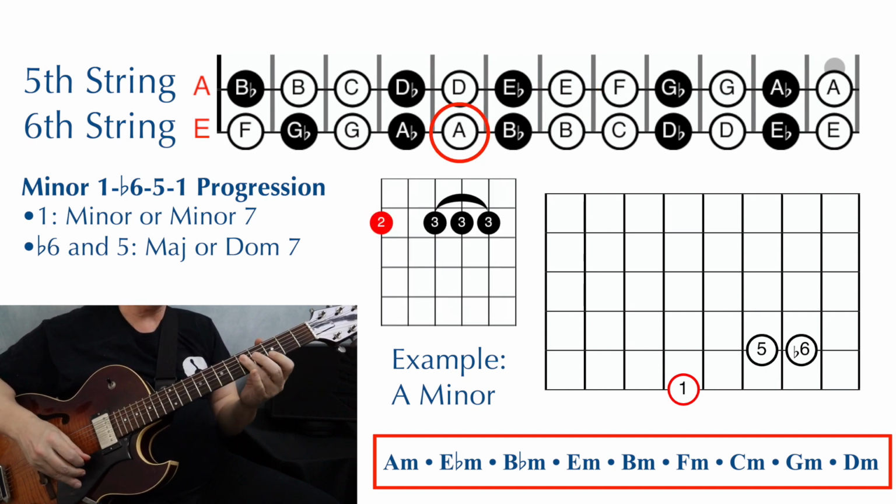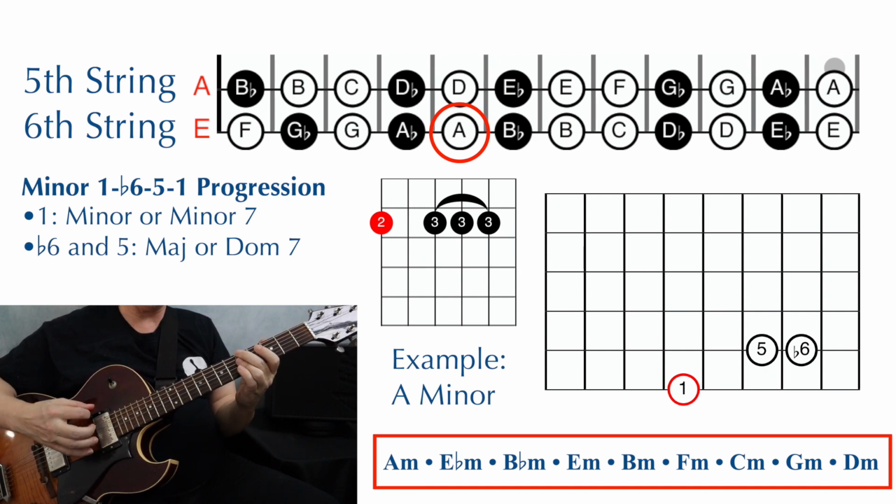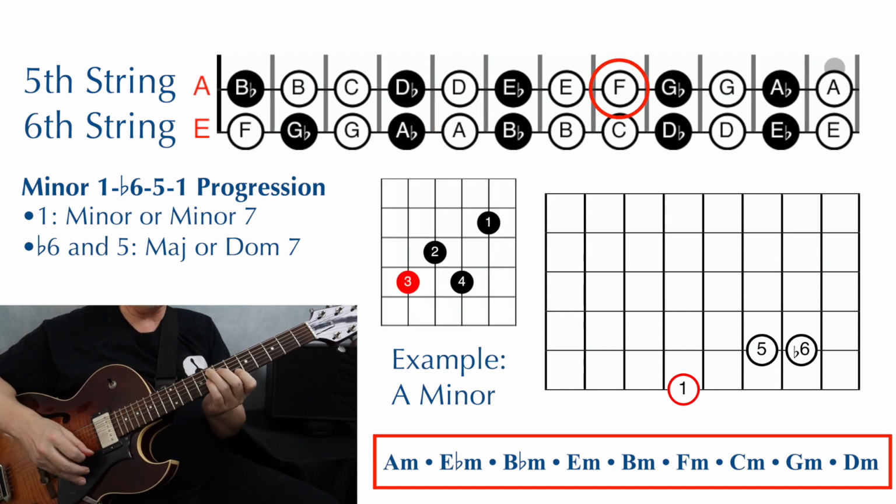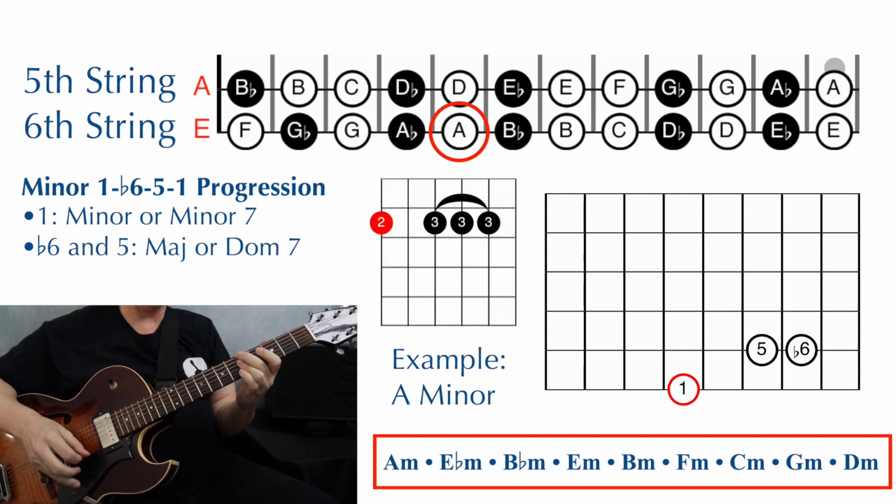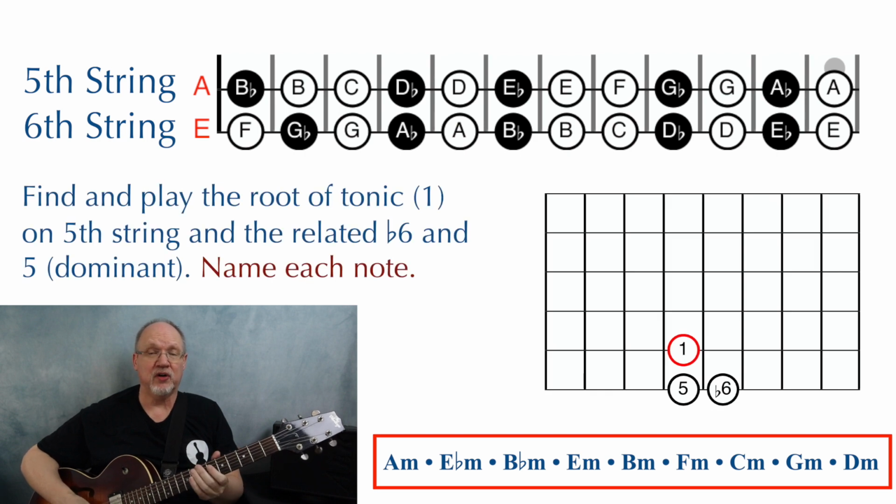And then back to our 1 chord. So in this case, that's A minor 7. You could use A minor. F7, which you could also play as F, and E7, which you could also play as E, and then back to A minor. And then do the same thing with the root on your 5th string.